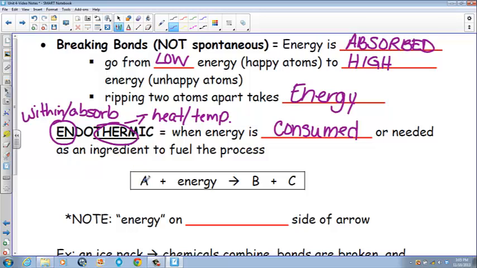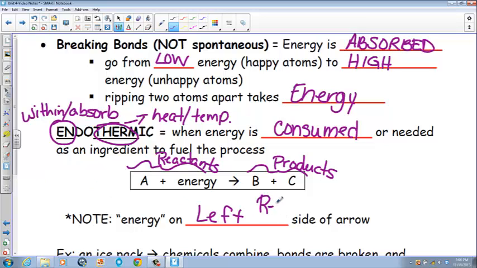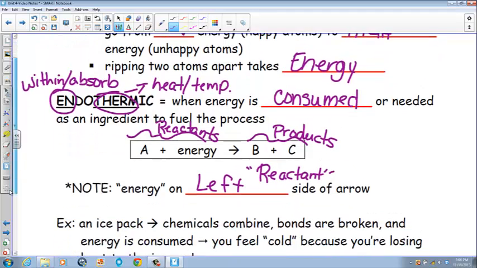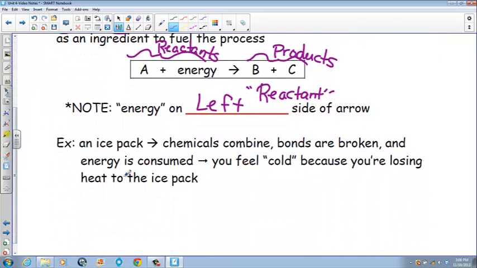So here we go. We have substance A, we input some sort of energy, heat it up, and then we end up with new products B and C. So remember, again, we have to know reactants, what is being reacted together, and then your products, anything that's on the right-hand side of the arrow. Note, energy is on the left now. So it is on the reactant side of the arrow. So here's an everyday example for you, an ice pack.